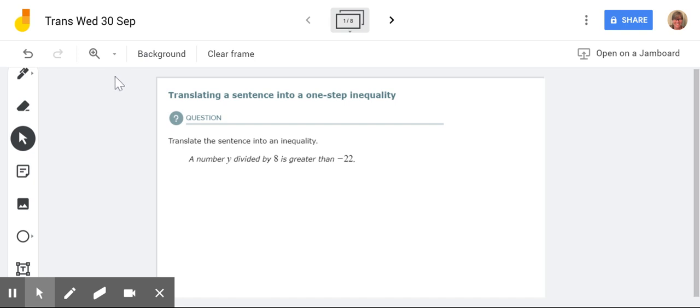Okay, so this whole next section is about inequalities, either graphing inequalities or taking words and changing them into inequalities. So the very first one is translate a sentence into a one-step inequality.